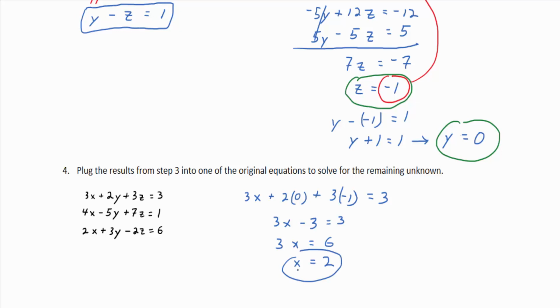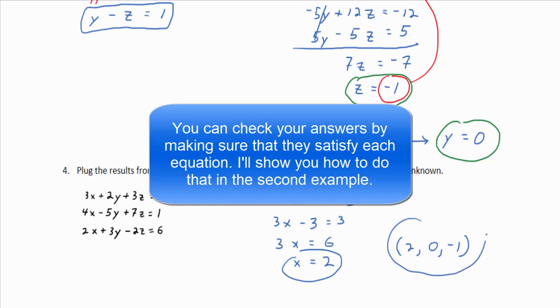So we've got all three answers, all three unknowns. They're not unknown anymore. X, y, and z. So x is 2, y is 0, and z is -1. We write our answer, instead of an ordered pair, we write an ordered triple, alphabetical order unless you're told otherwise. 2, 0, -1 is the solution. It looks just like the ordered pair notation, except there's an extra coordinate.